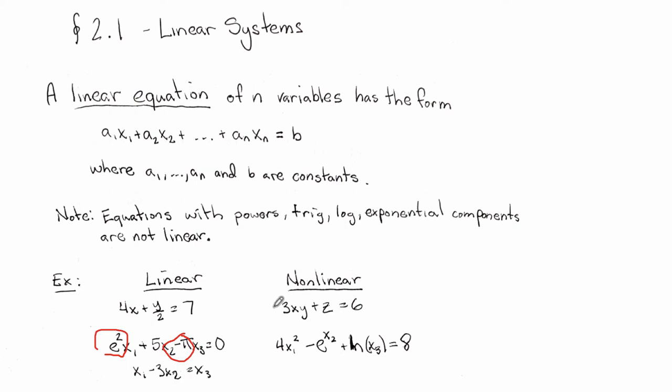So some nonlinear equations would be 3xy plus z equals 6, because of this multiplication part here, and 4 times x1 squared minus e to the x2 plus the natural log of x3 equals 8. There's a number of reasons here why this is nonlinear. We're only going to be dealing with linear systems in this course.